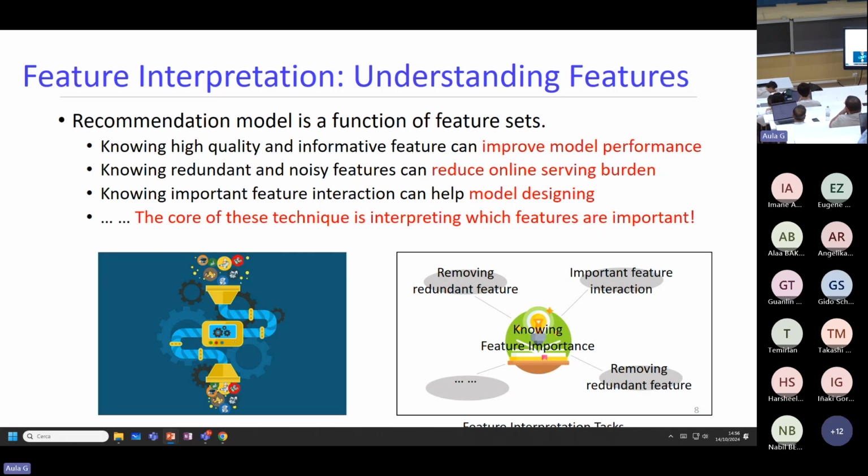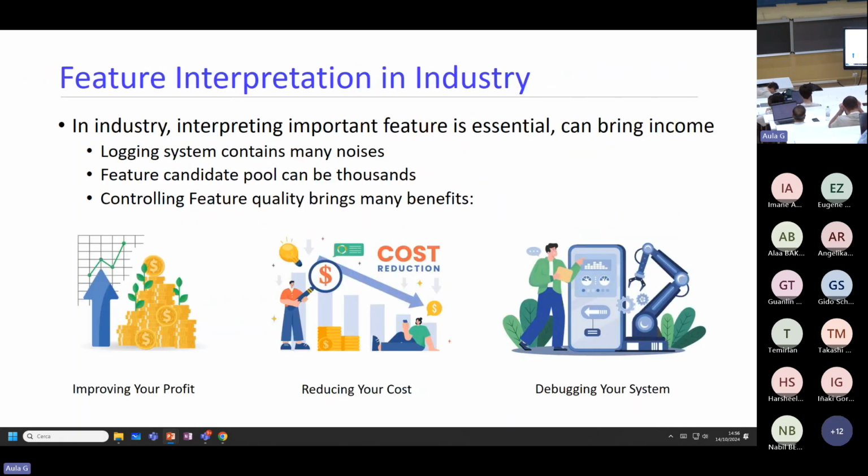In industry, interpreting important features is not just a technical task. It's essential and can directly impact revenue. By understanding which features matter the most, businesses can optimize their models for better performance, leading to improved customer satisfaction and ultimately increased income.